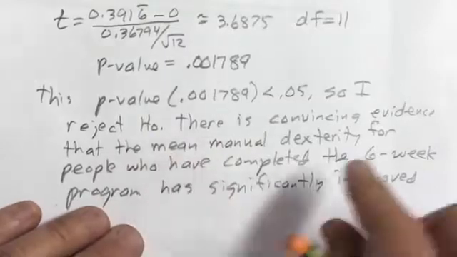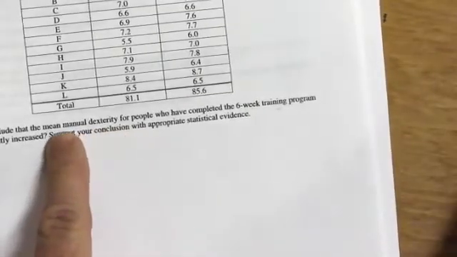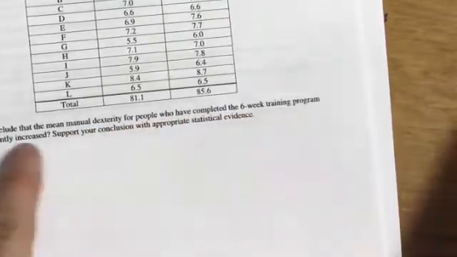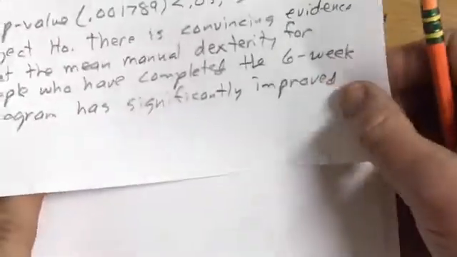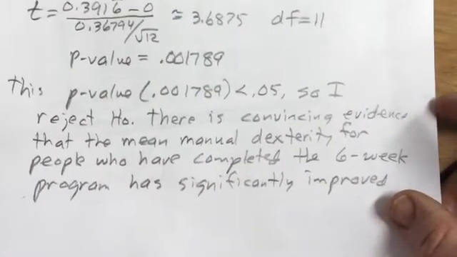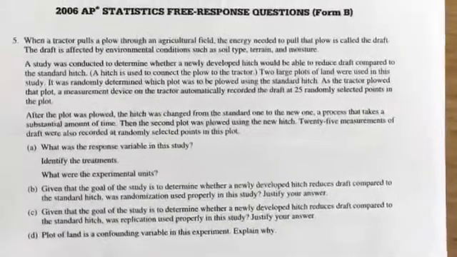There's convincing evidence that, and then use their language, the mean manual dexterity for people who have completed the 6-week training program has significantly increased. So that's what I wrote there. So there you go, and that's how you do number 4. That would be a t-test. Okay, so now let's do number 5.